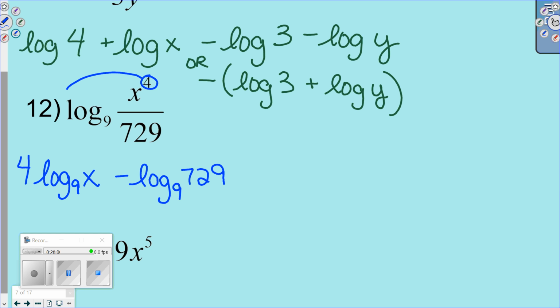If it's just one thing, you wouldn't have to. If you have multiple pieces, you would need it in parentheses. Now, if you would put them, though, and you don't need them, it's okay. It's not going to be wrong. Does 9 to some power equal 729? 3. Okay, so we would rewrite this as 4 log base 9 of x minus 3.